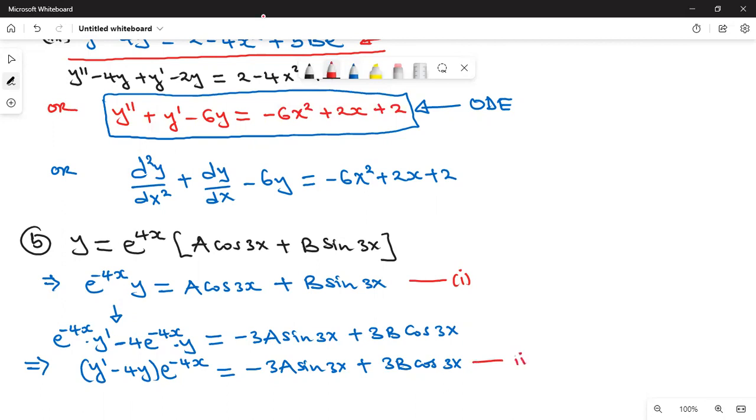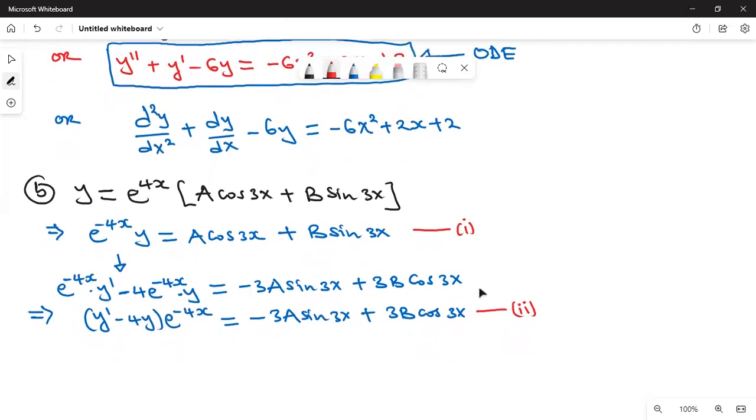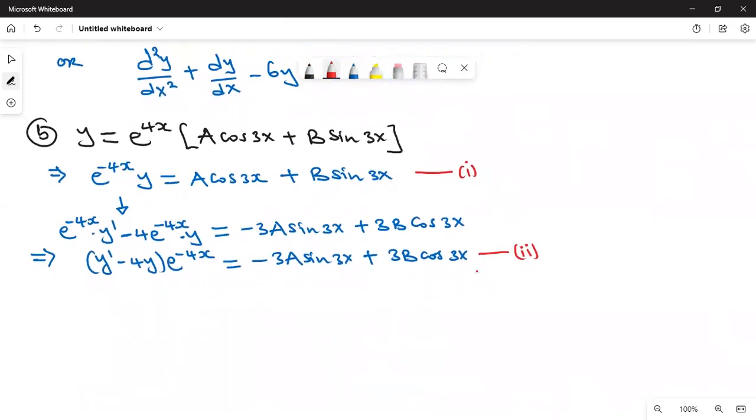Remember, we need to differentiate twice. So this is the first derivative. Let's get the second derivative. Again, I'm going to use implicit differentiation on the left-hand side. When you differentiate this equation, what do we get? Let me differentiate this while keeping this constant. When you differentiate that, you get y'' − 4y', keeping e^(−4x) constant.